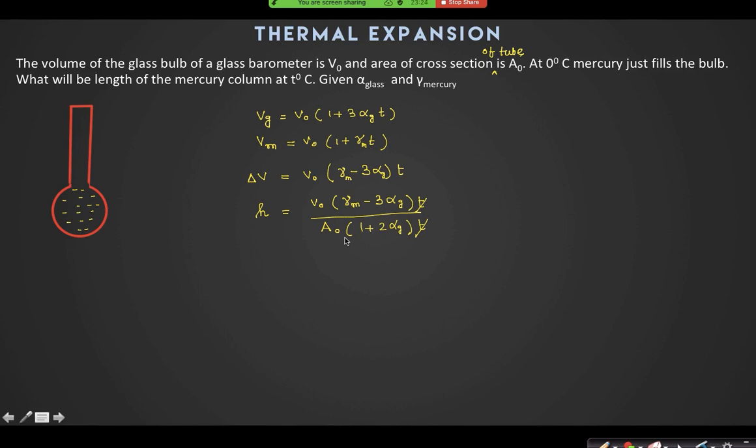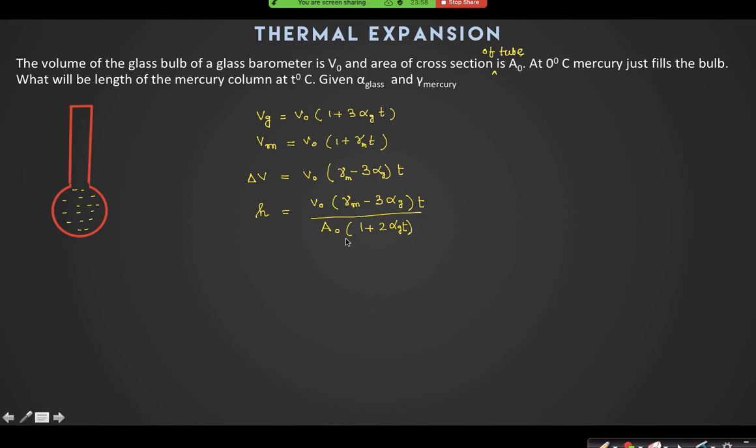Sir, T will be common, right? A0 into, acha, T by it. Okay, yes. This one will be T. So, the last step: this volume is inside the tube. If the area of cross section is A, then height into area is that volume, so height is equal to this volume divided by area. Area has increased, and now the area becomes this one.